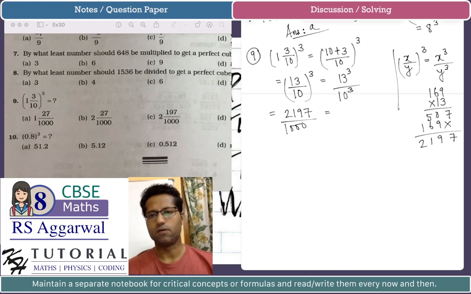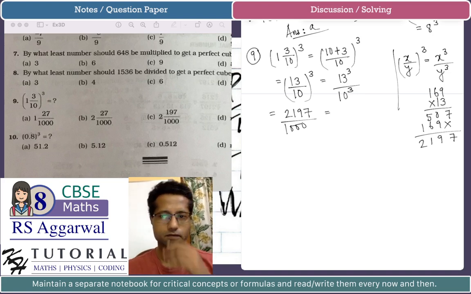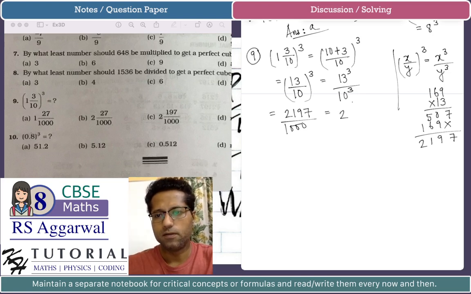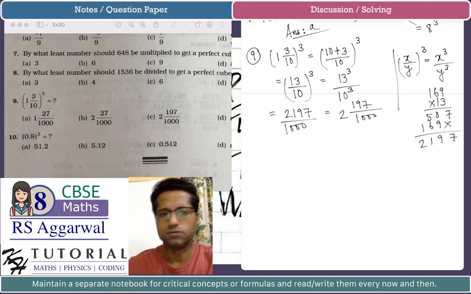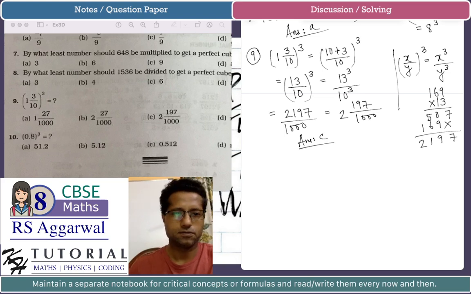Now this is an improper fraction. The choices are given as mixed fractions. You have to convert this into a mixed fraction, and it will be 2 and 197 by 1000. So the correct choice is C. C is the correct choice.